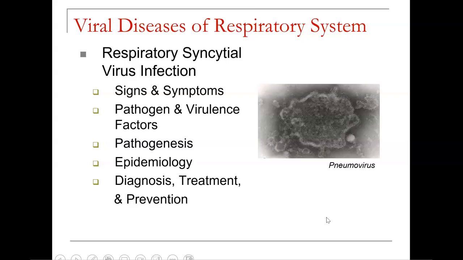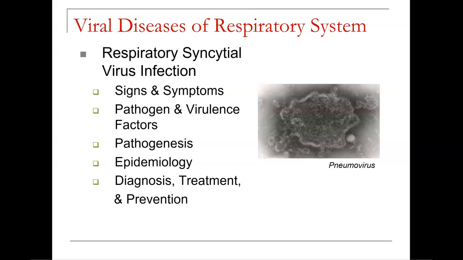Respiratory syncytial virus, or RSV. Signs and symptoms of this are going to be fever, runny nose, and coughing in babies or immunocompromised individuals. Usually it's going to have mild cold-like symptoms in older children and adults. The pathogen is going to be the respiratory syncytial virus, or RSV.